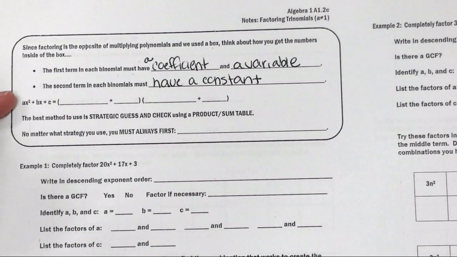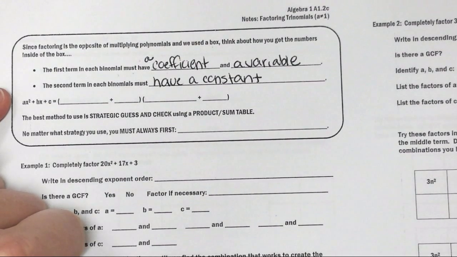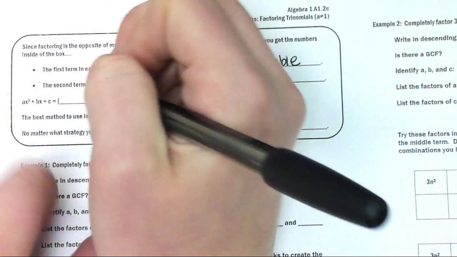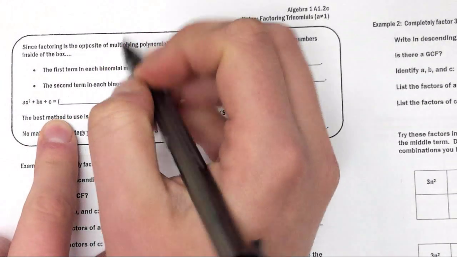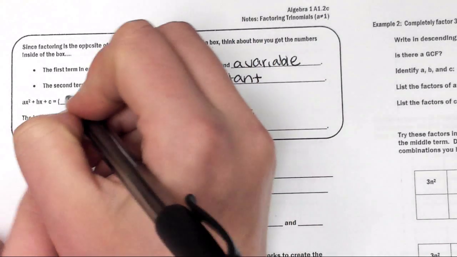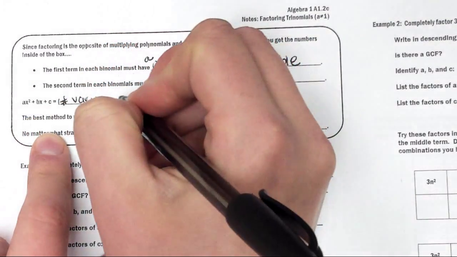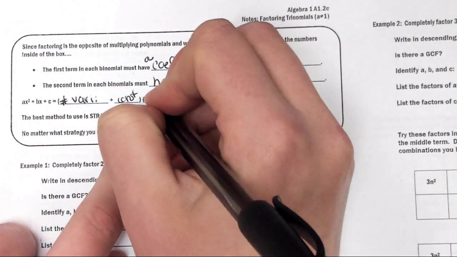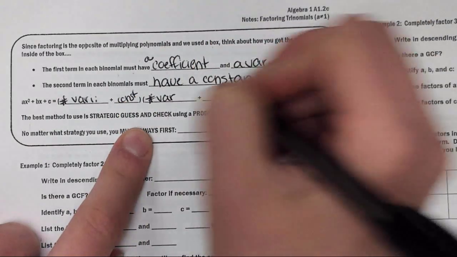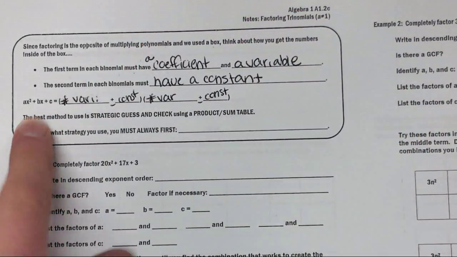So for example, ax squared plus bx plus c is equal to a coefficient, so a number and a variable, plus a constant. So we have a number and then a variable and then a constant. And then we'll have a number with a variable and then a constant. And these can either be added or subtracted.